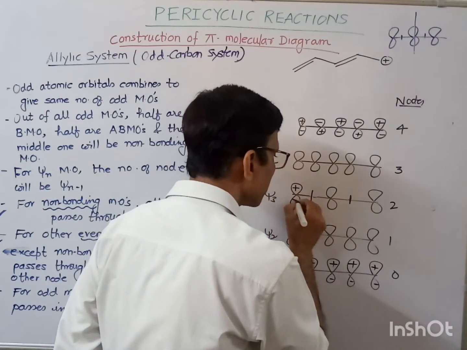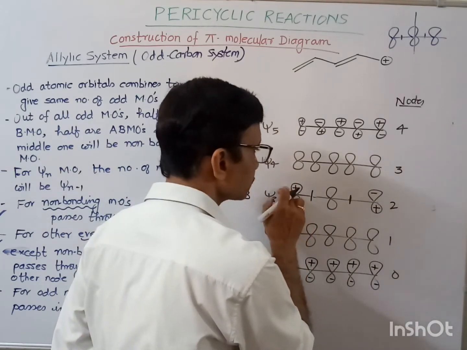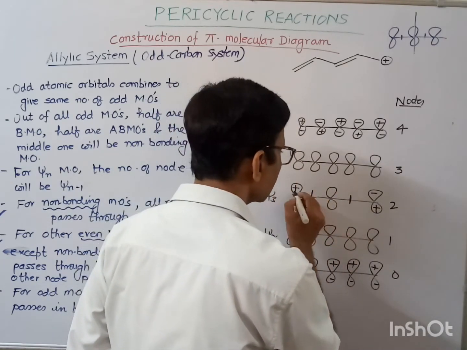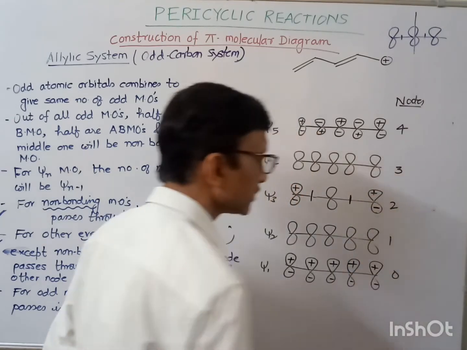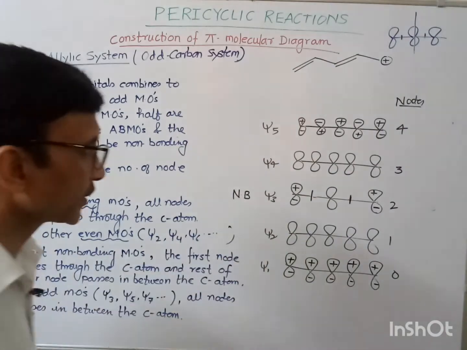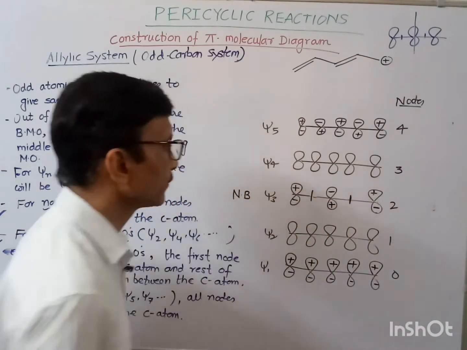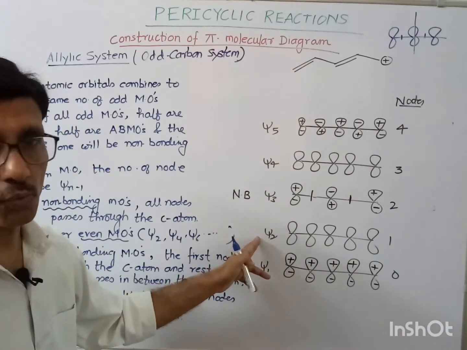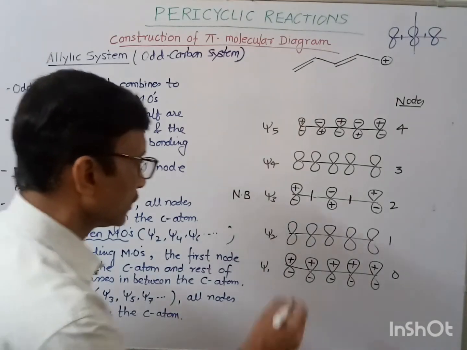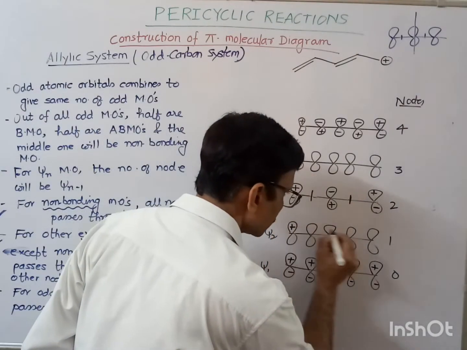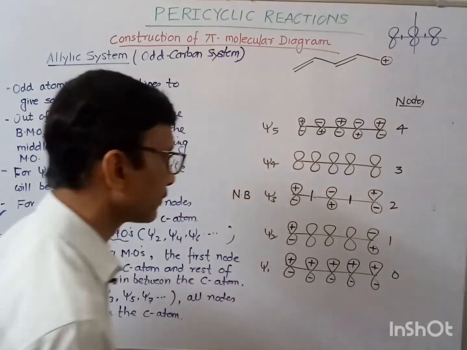No doubt the end orbital is having the same sign, and if this is plus, then this is plus. End orbital is having the same sign for odd molecular orbital. If this is plus, then that should be minus, this is plus. Okay, now come to the psi 2. Now psi 2 is the even molecular orbital. So no doubt the end orbital should have the opposite sign. Okay, end orbital is having the opposite sign.